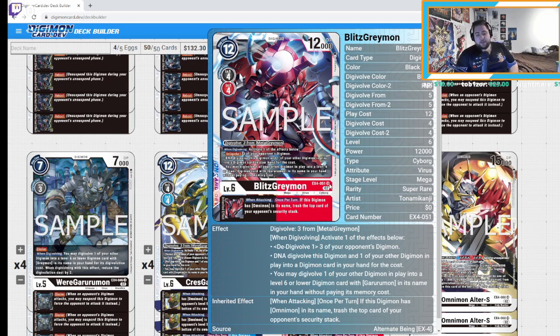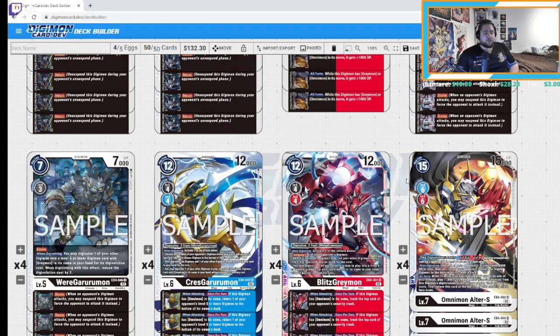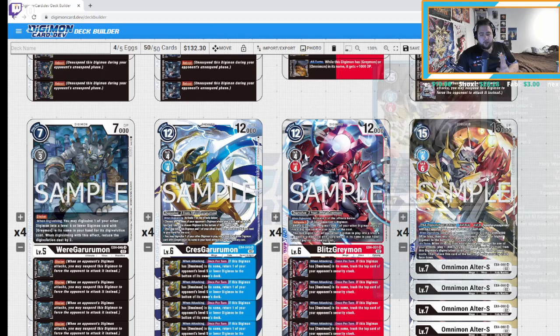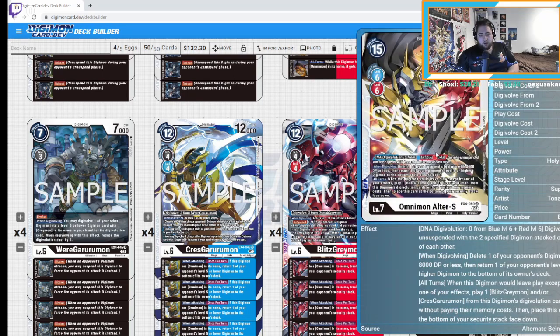That's the combo. And when attacking once per turn, if this Digimon has Omnimon in its name, trash the top card of your opponent's security stack. So you're having the Digivolve, security stack trashing and shuffling back something, which is pretty nice. We have 2 Omnimons, but we're only playing the Omnimon Alter-S, Alter-B. You have O as well.